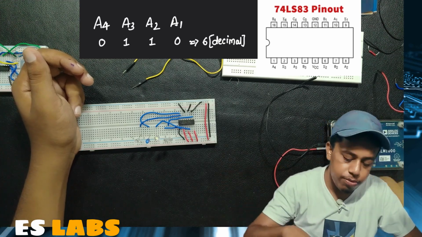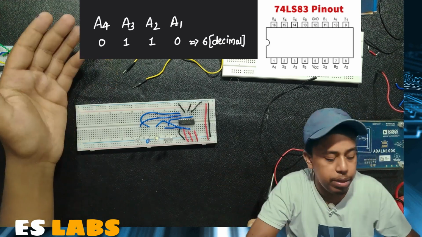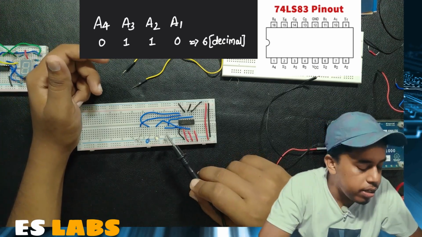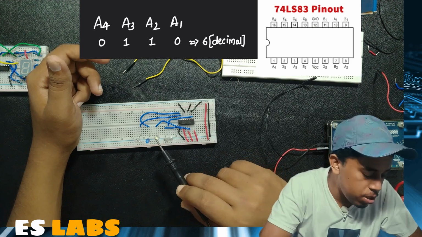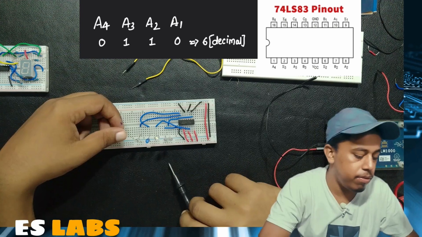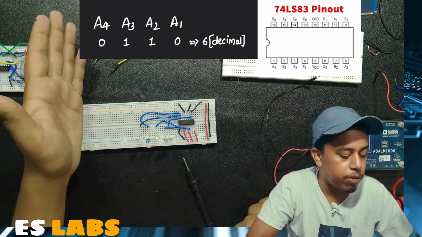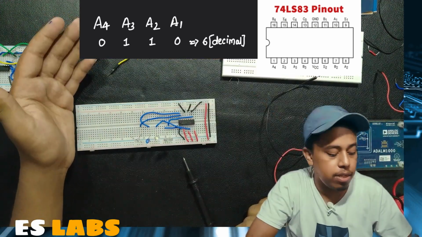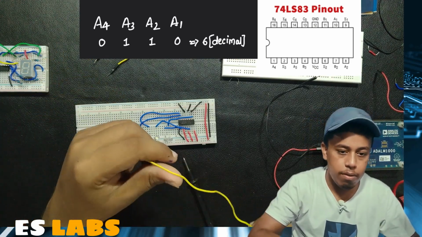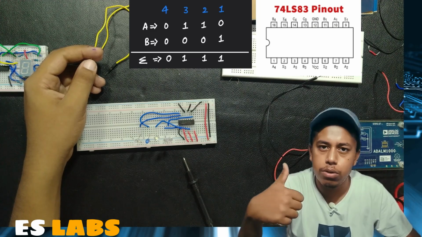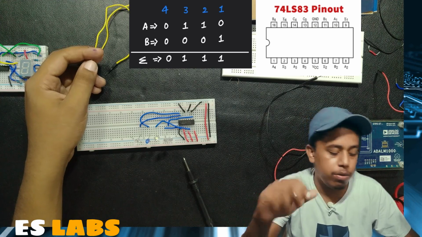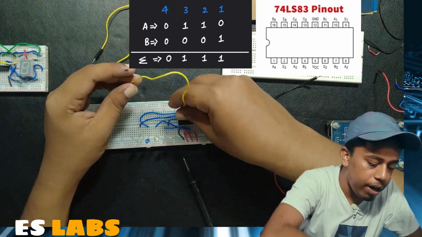Now we are going to give input to B. Before that, I have taken these LEDs for summation 1, summation 2, summation 3, summation 4, and this one for carry out. The first input we are going to give to B is 1, which is 0, 0, 0, 1. So B4 is connected to 0, B3 connected to 0, B2 connected to 0, and B1 should be connected to 1. Now we go ahead and give the input.